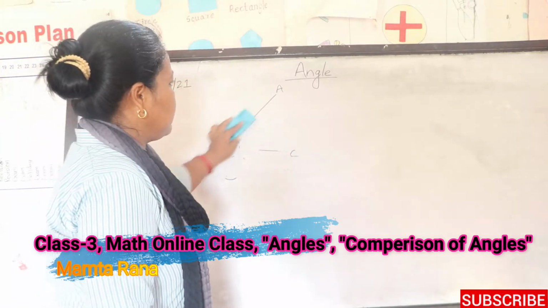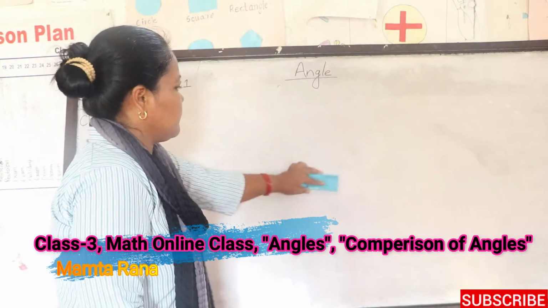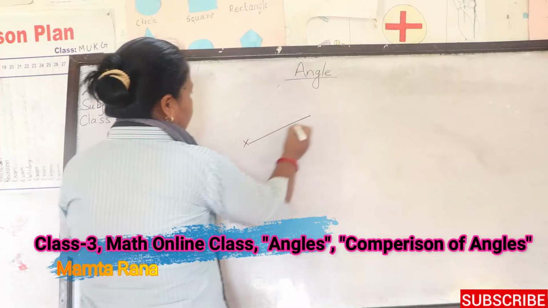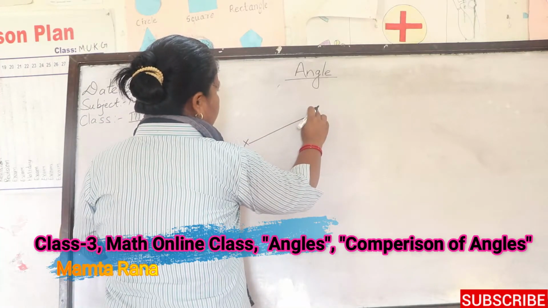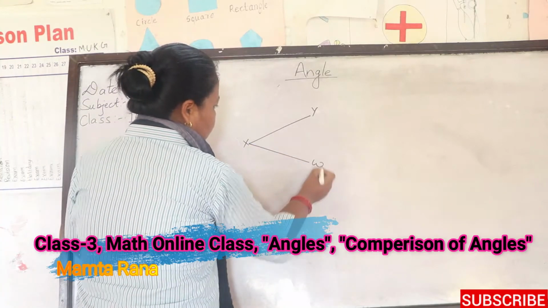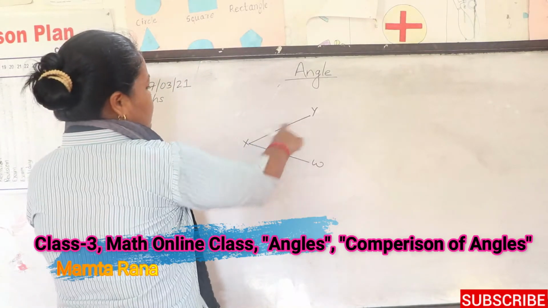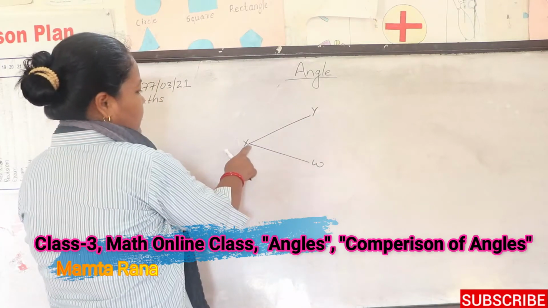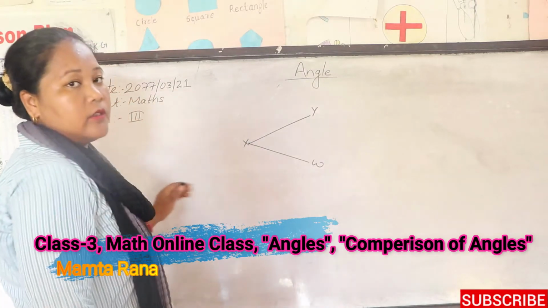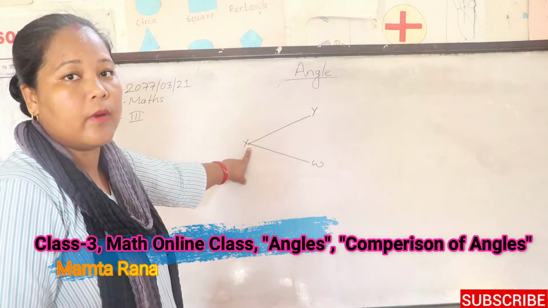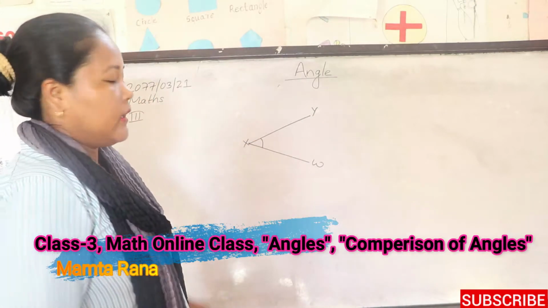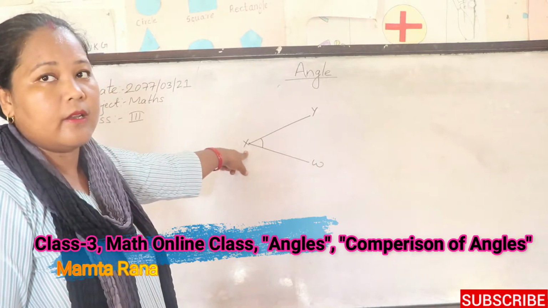Okay, let's take another angle. One line segment is XY and another line segment is XW. They meet at a point X. So here at point X an angle is formed. And how to write the name of this angle?